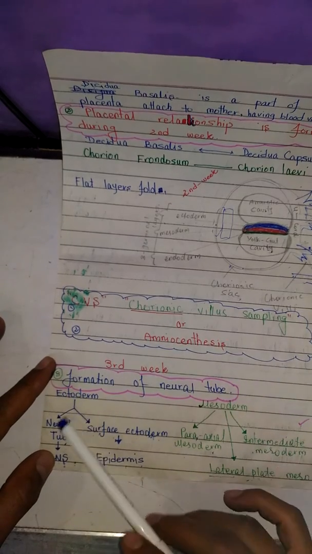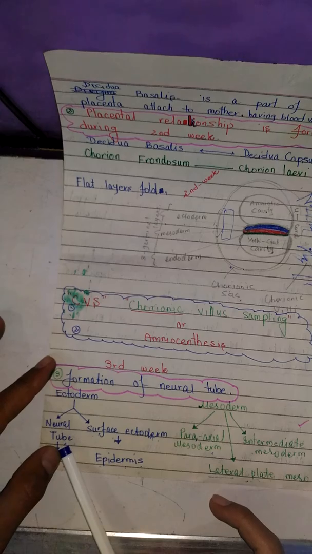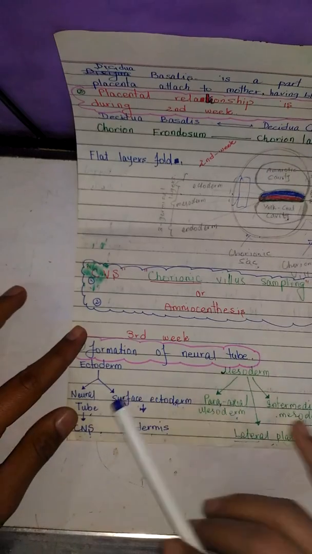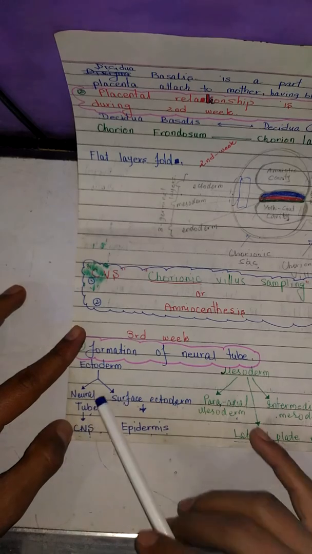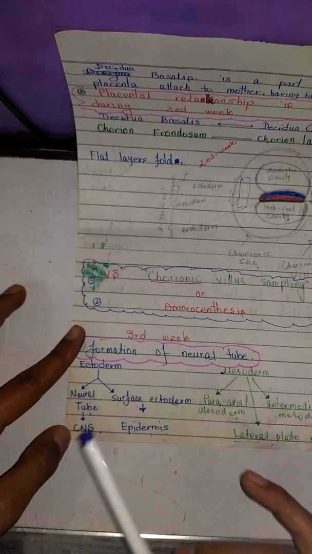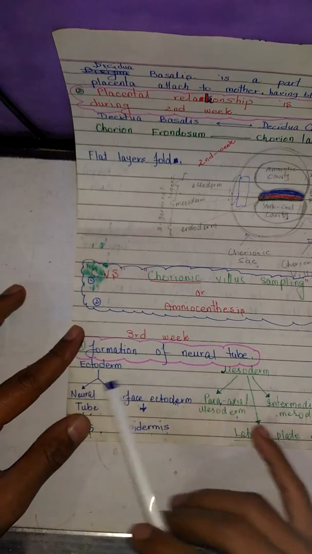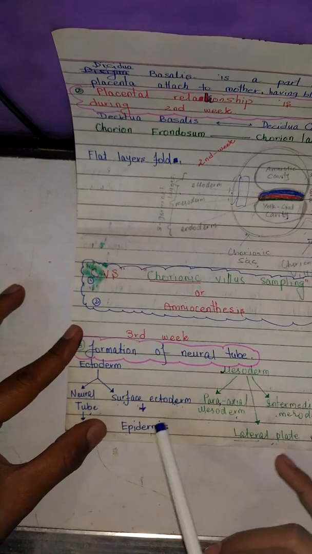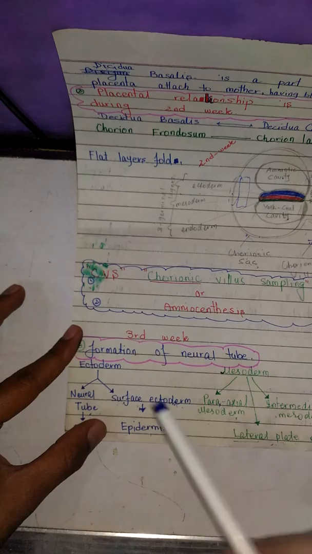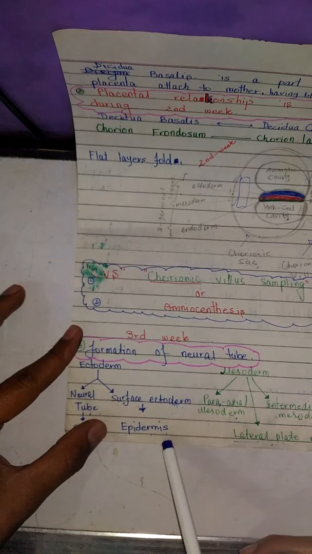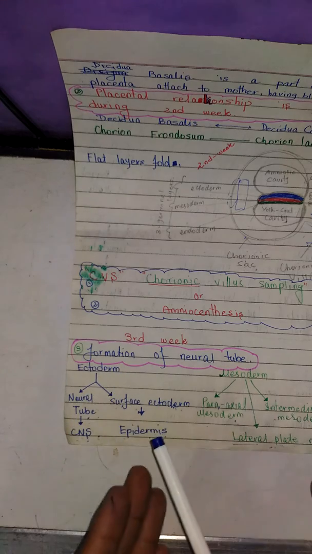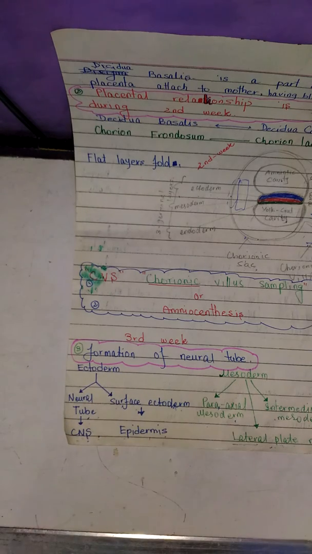Ectoderm, the outer layer, will make neural tube. Later in this development, not in third week, this neural tube will make central nervous system. Ectoderm will also make surface ectoderm. Later on, this surface ectoderm will make epidermis, the outer part of the skin. So ectoderm is making the skin. So this is the outer part of our body.